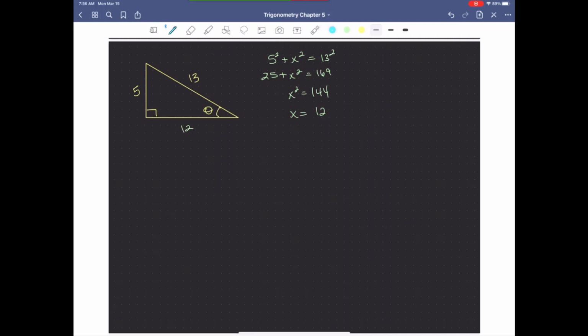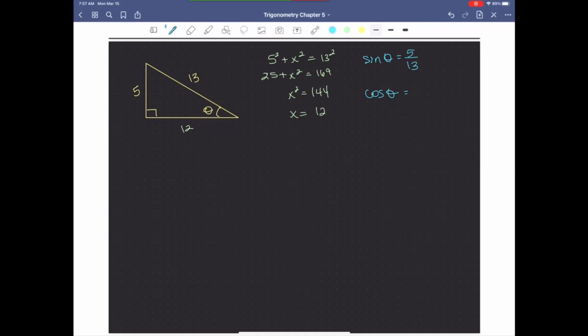So then I always go through and list out my sine, my cosine, and my tangent, all right? So sine of theta. How am I going to figure out the sine of theta? Opposite over hypotenuse. So what's that going to give us? 5 over 13. Yep.